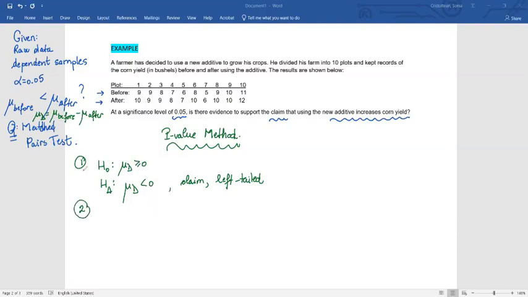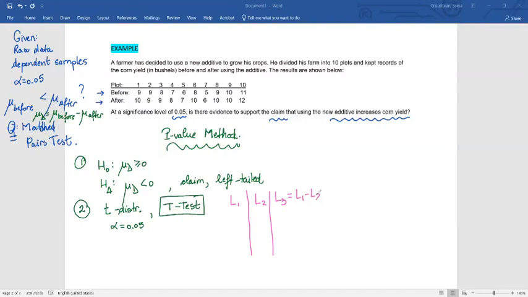Step 2, what distribution do we use? Well, we will be using the t-distribution. This is a regular t-test, and alpha is 0.05. Now, how do we use the t-test? And this is very important. On your calculator, we will enter before in list 1 and after results in list 2. And then we will create another column, list 3, which is L1 minus L2, before minus after. And this is actually the column we will be doing the t-test on. So t-test on list 3, which is the column for the difference.